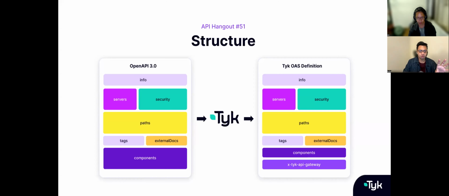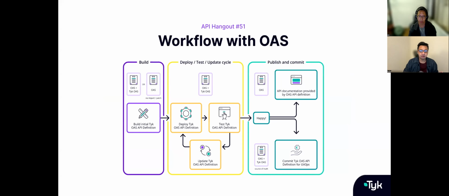Essentially, if you go back to your OpenAPI 3.0 section, the key thing that you will notice is what we've got right at the bottom here, which is the Tyk API gateway component. There's a new section that we have created, which is where everything associated with Tyk goes, all of the API management segments that Tyk is going to enable, which means that the overall integrity of your OAS definition has been retained. And then the final section is about what that means for your workflows with OAS.